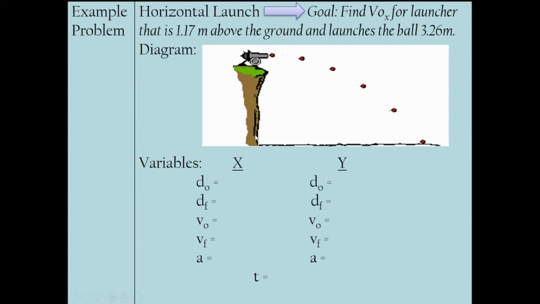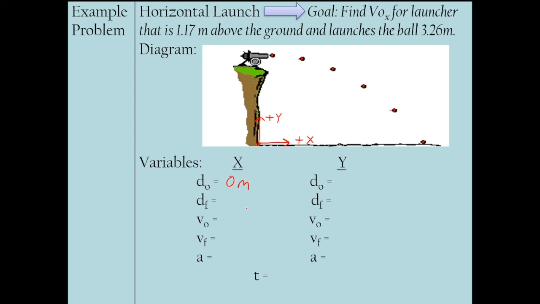So remember, we're going to go ahead and set that origin at the ground. If we set our origin down here, this just means that we're considering the rightward direction to be our positive X, and the upward direction to be our positive Y. So if we take a look at our variables here, we can start with our distance initial in the X direction. Well, initially this cannon is located at the 0 point, so it's going to be 0 meters in the X direction.